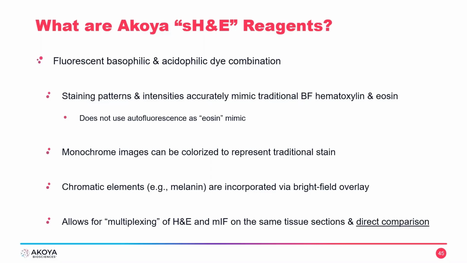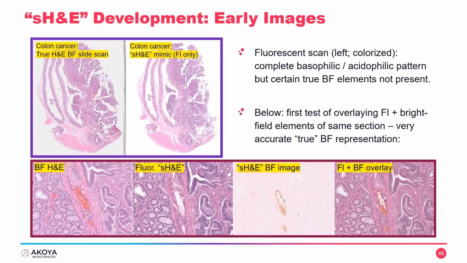So this allows for multiplexing. I've put it in quotes since it's not technically existing on the same section at the same time, but it is in fact on the same tissue sections, and direct comparison of your H&E images to your MIF images. So I'll give you a window into some images from the development of this tool.